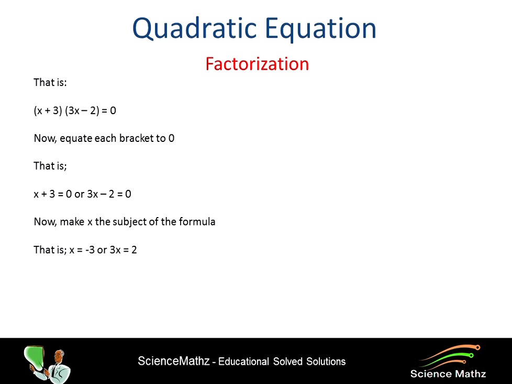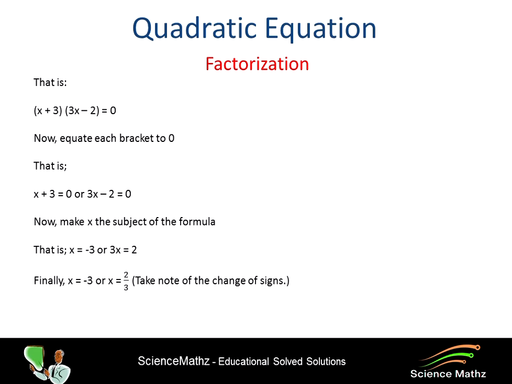So you have x equals minus 3, or 3x equals 2. When minus 2 crosses over the equal sign to the other side where you have 0, it becomes positive 2. The minus changes to plus. So take note of the sign. Finally, the value of our x is now equal to minus 3, or x equals 2 over 3. So these are the values of x.